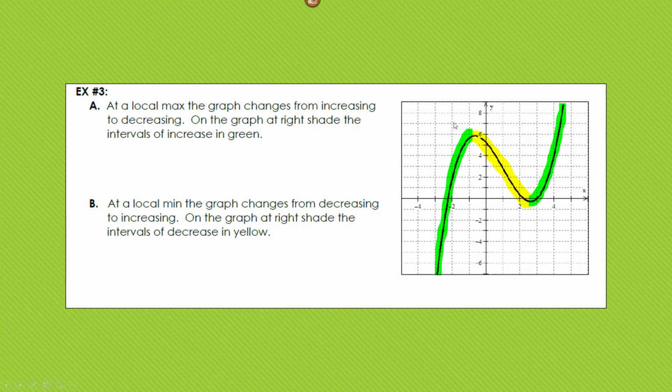You can already tell I'm going to have a relative maximum value here and a relative minimum value here. But let's take a closer look at those definitions before we get too much into that.